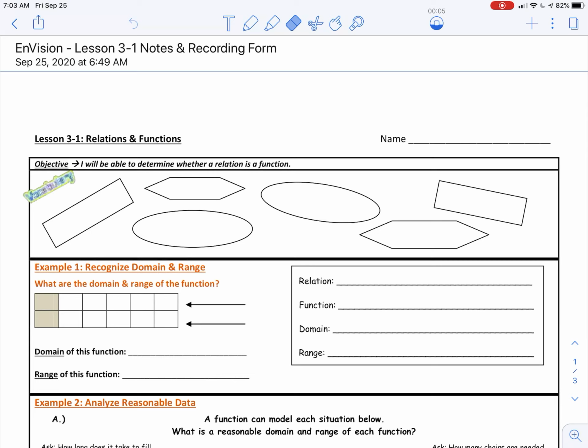Good morning, everyone. Today we're going to be looking at lesson 3-1. We're going to be talking about relations and functions. So this is the first lesson of a brand new topic.